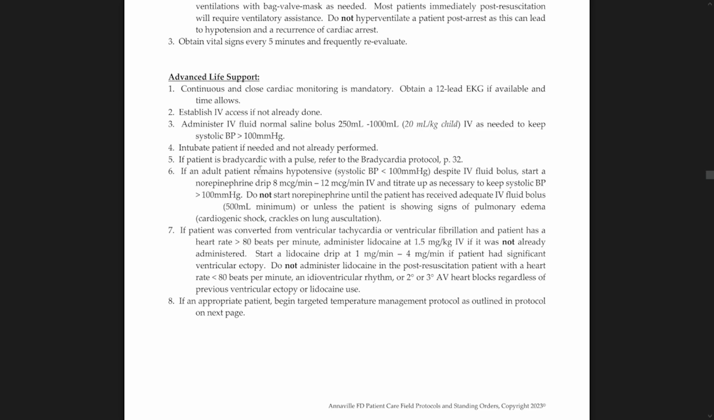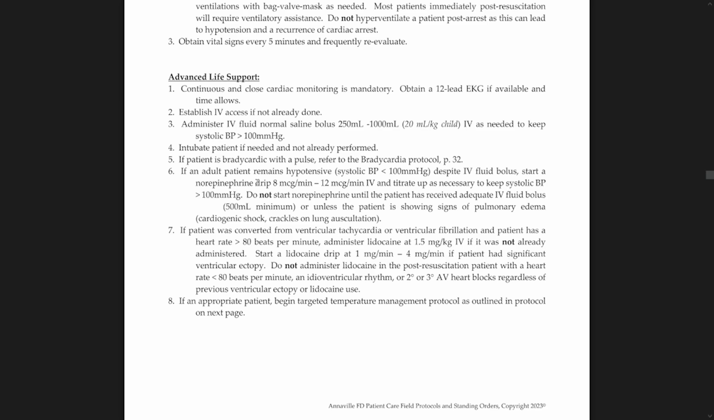If the patient is bradycardic with a pulse, refer to the bradycardic protocol on page 32. If an adult patient remains hypotensive despite an IV fluid bolus, start a norepinephrine drip from 8 to 12 micrograms per minute IV and titrate up as necessary to keep their blood pressure greater than 100 millimeters of mercury. Do not start the norepi drip until the patient has received an adequate IV fluid bolus.